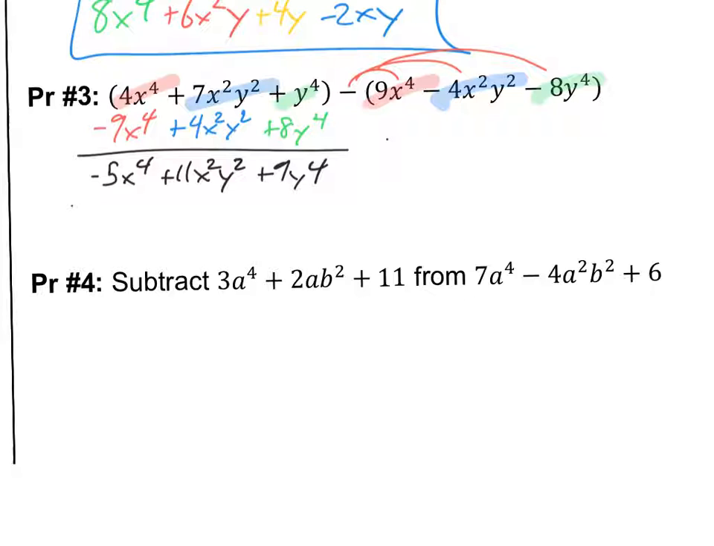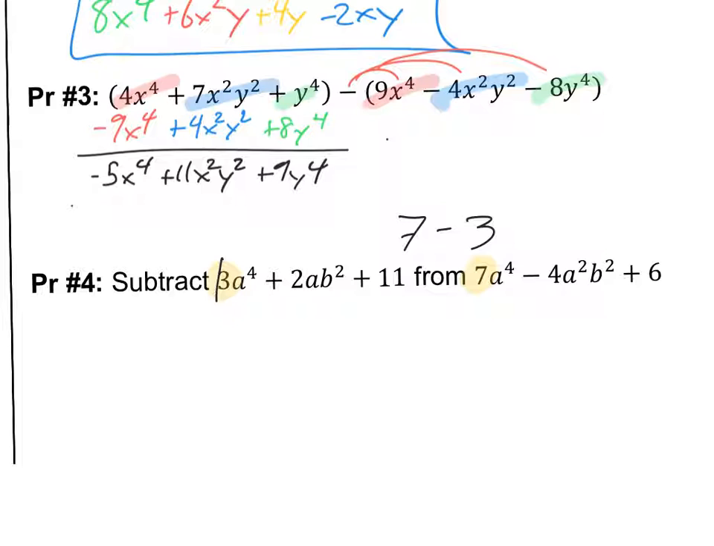Remember, this one says subtract 3a to the fourth plus 2ab squared plus 11 from 7a to the fourth minus 4a squared b squared plus 6. Now, remember, think of just the first term. Subtracting 3 from 7, what would that look like? 3 from 7, that would look like 7 minus 3. So that gives you an idea of how to set this whole problem up.